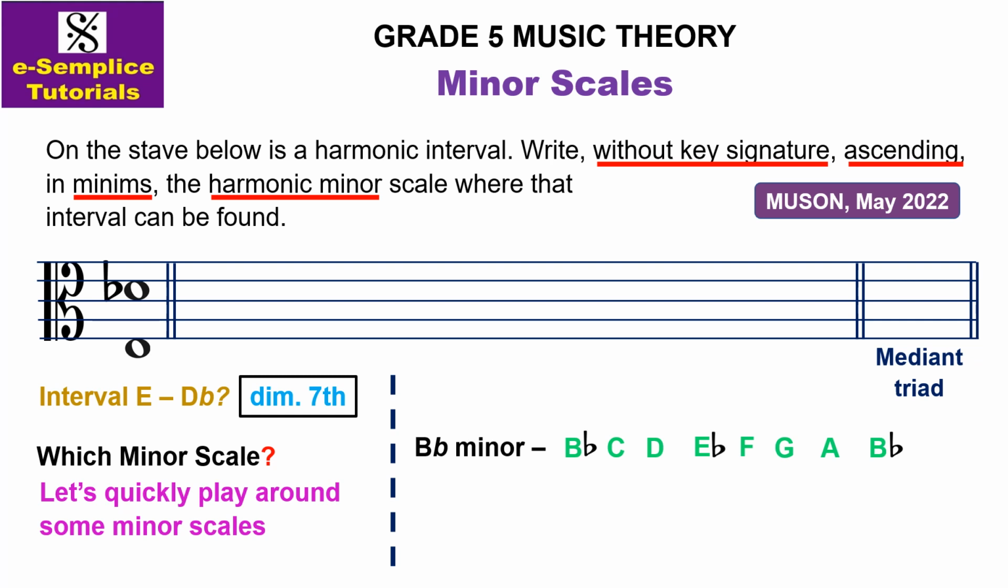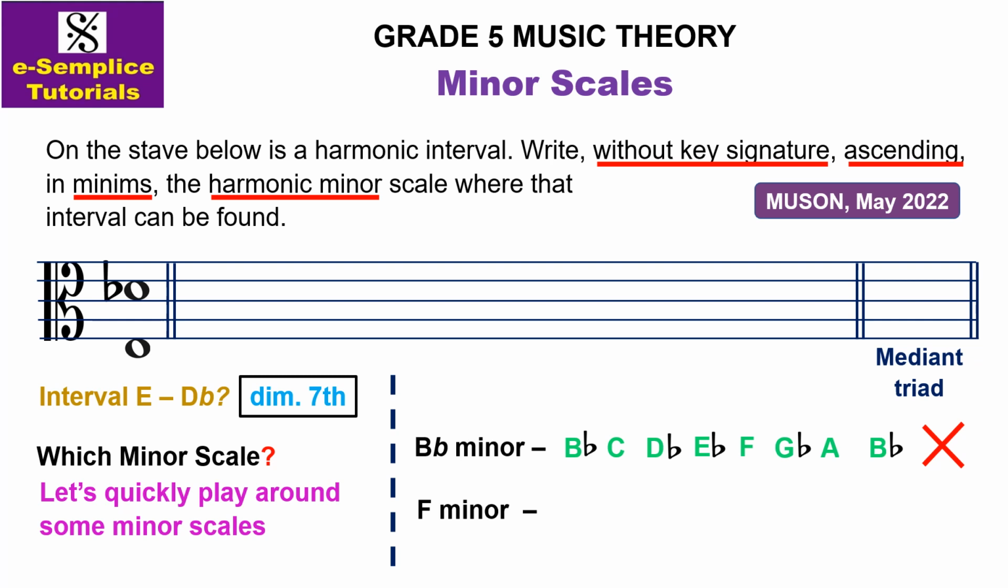Add the natural key signature accidentals. As a minor scale, raise the 7th note. A loses its flat. Now, here we don't have E to D flat because the E in this scale is E flat. So definitely we can't find this interval in this particular minor scale.